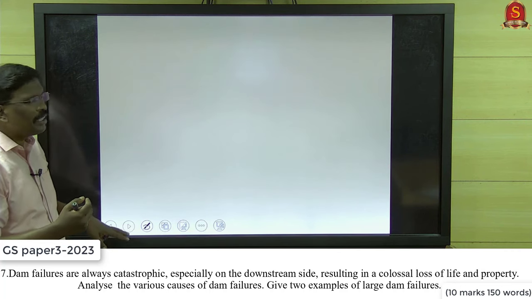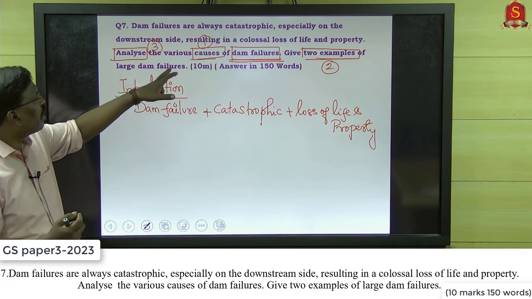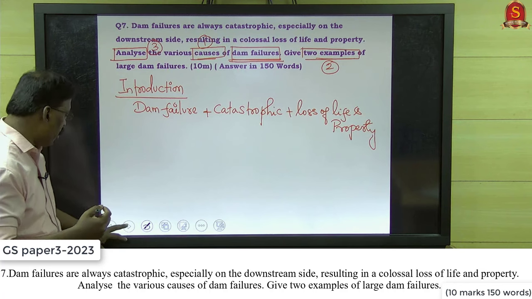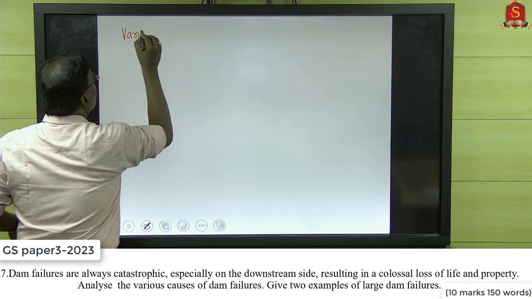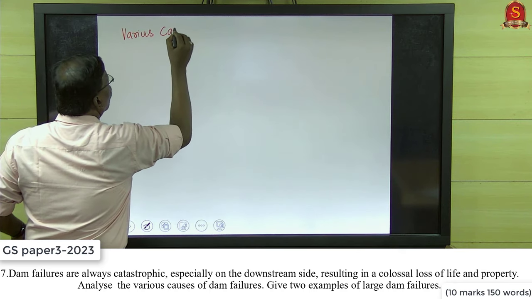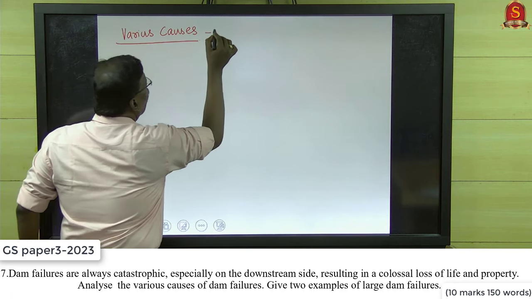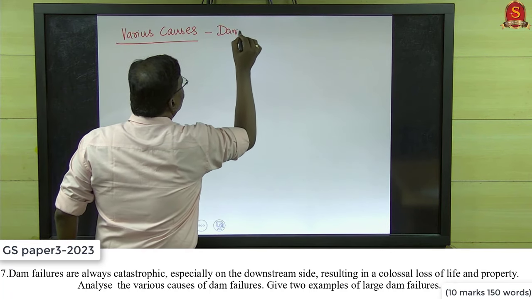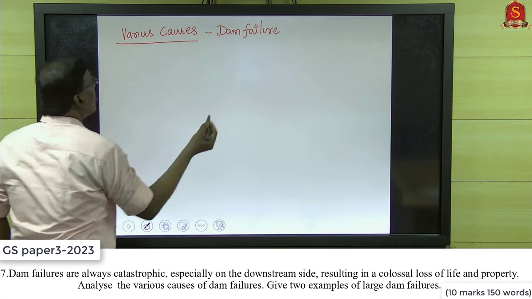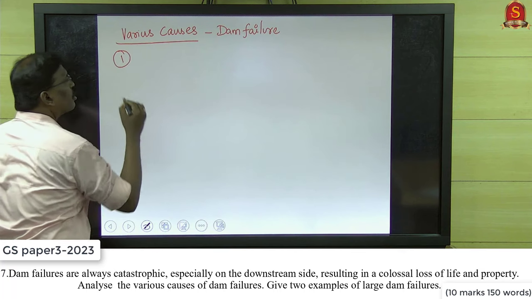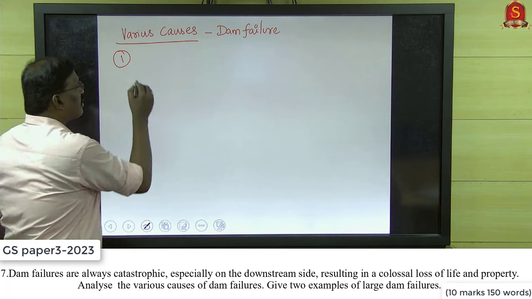The next demand is regarding the various causes. That is what they are asking: various causes of the dam failure. So various causes regarding dam failure. So the first and foremost cause of the dam failure was the natural disaster.